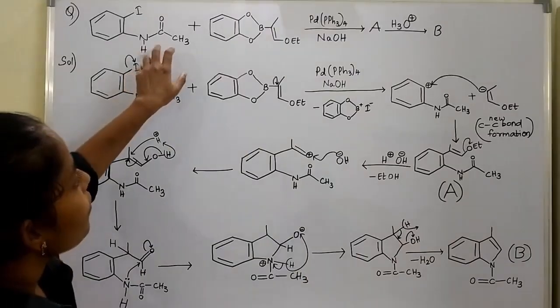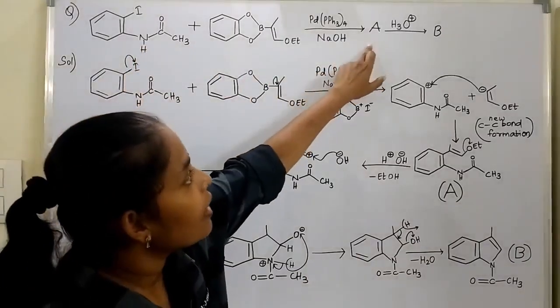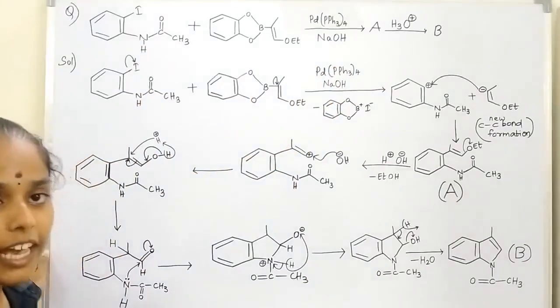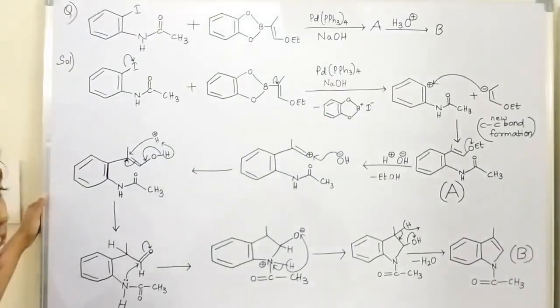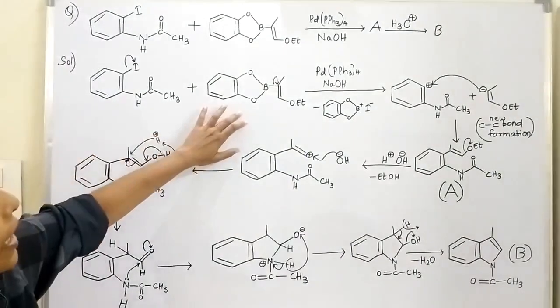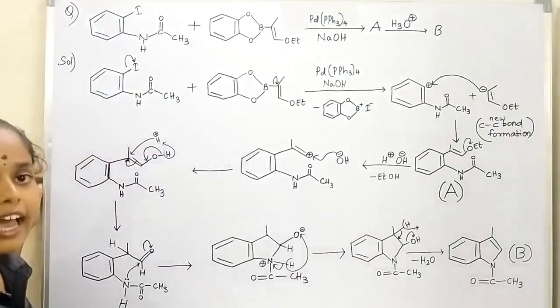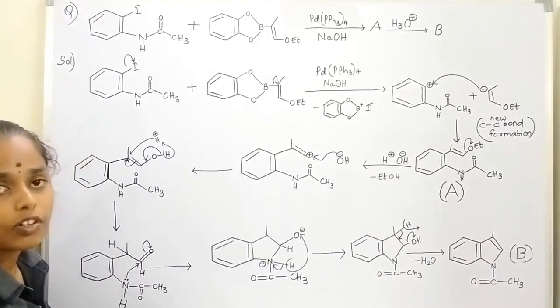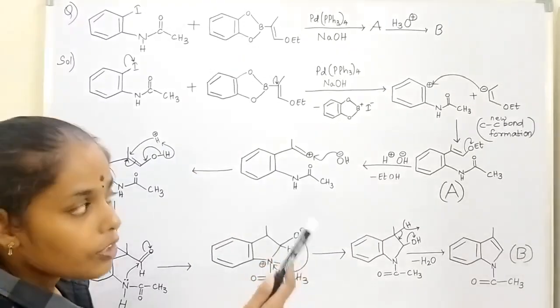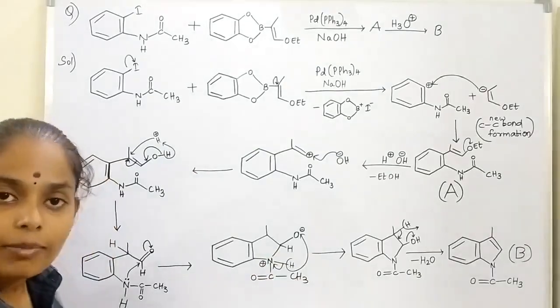Now the reaction from here till the compound A is called Suzuki coupling reaction. So what is Suzuki coupling reaction? The reaction where organoborane reacts with a compound containing halogen in the presence of palladium as catalyst and sodium hydroxide, leading to a formation of new CC bond is called Suzuki coupling reaction.